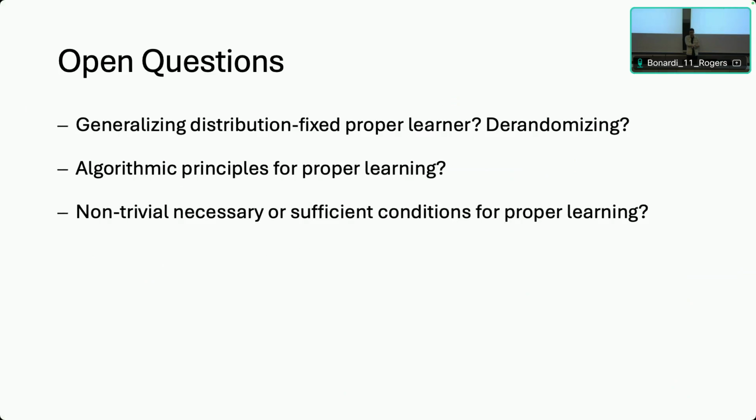I'll quickly close with some open questions. I mentioned our key limitation before, finite X and H. It'd be nice to generalize this distribution-fixed proper learner to more general spaces. It would also be nice to de-randomize it, maybe make it really algorithmic. Right now it's more of a structural statistical result. Again, algorithmic principles for proper learning. And even though we can't get an exact on-the-nose characterization of proper learning, maybe I can get some interesting necessary or sufficient conditions to roughly sandwich it as best I can. And that's everything I had. Thank you.